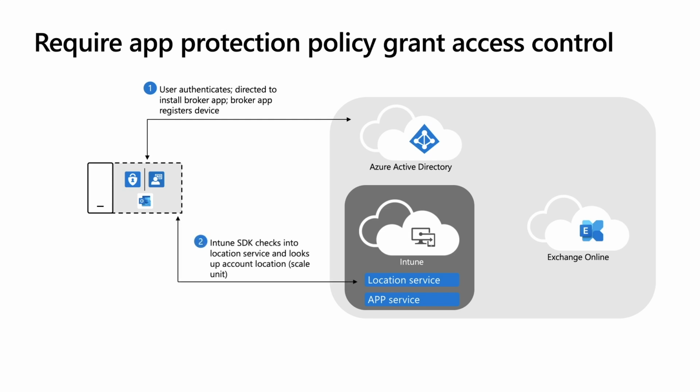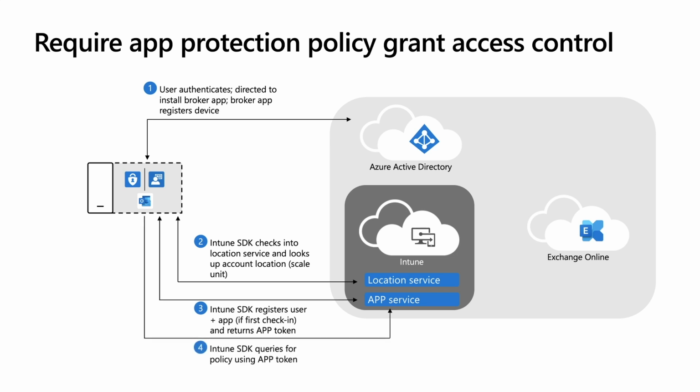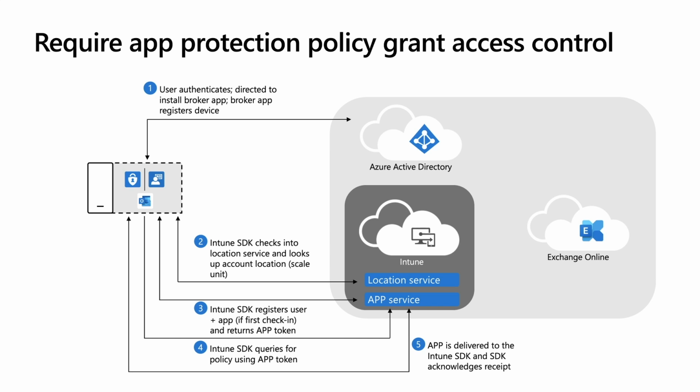Once the device is registered, the Intune SDK can check into our location service within Intune to determine where her account resides within our scale units. The SDK will then register the user plus this particular app, Outlook, with the App Protection Policy Service, and the App Protection Policy Service will return an APP token. The Intune SDK will leverage that APP token to query for app protection policy information for this user. The app protection policy is then delivered to the SDK, and the SDK acknowledges receipt.